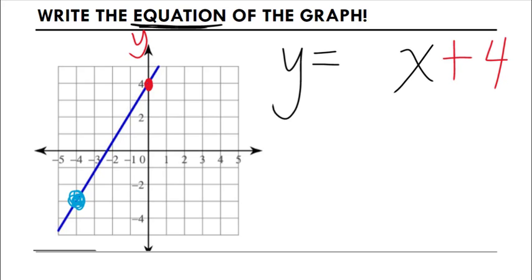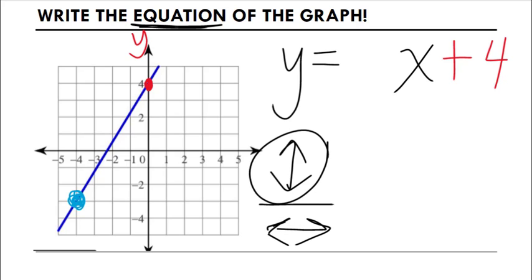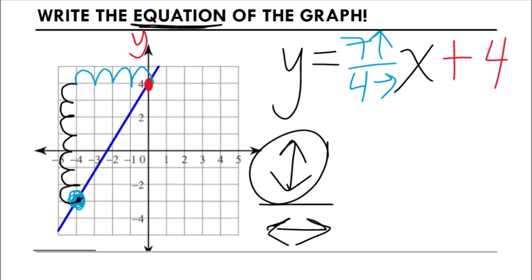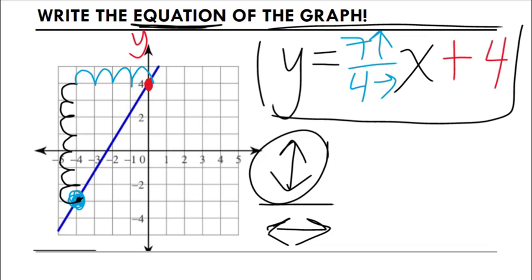So for slope, remember, slope is this. Okay, so first, up or down? I'm going to go up. 1, 2, 3, 4, 5, 6, 7, up. So I went 7 up. Okay, and now I'm going to go to the right. 1, 2, 3, 4. 4 to the right. And that is the equation of the graph. Y, slope, x, y-intercept.